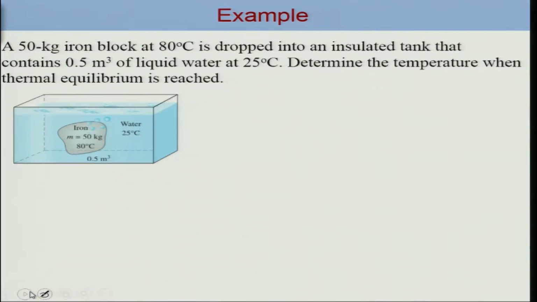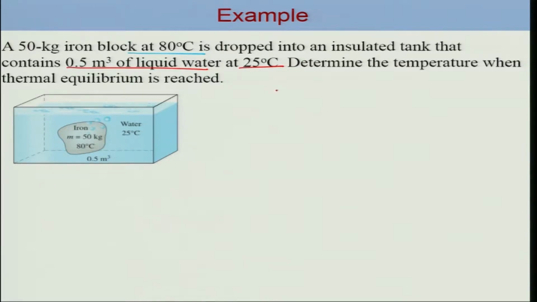This is an example of a 50 kg iron block at 80 degrees Celsius, which is dropped in an insulated tank that contains 0.5 meter cube of liquid water at 25 degrees Celsius. So this iron block is being placed in the water, which was at lower temperature, and the whole tank is insulated. Then you have to find out the final temperature of the system. Let's look at how we're going to solve this.